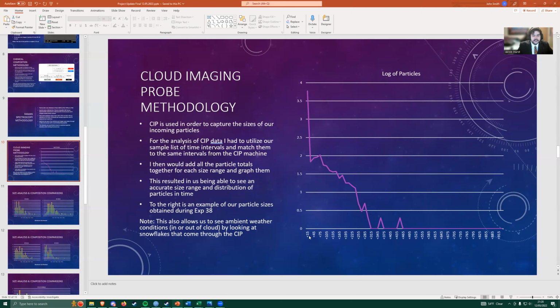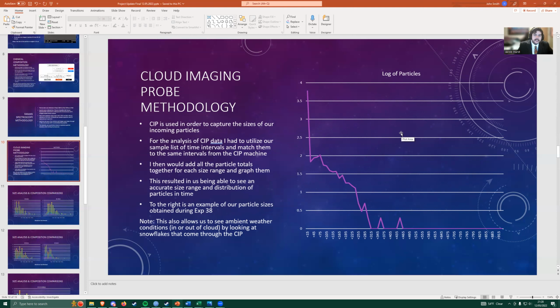So for each bin size here, I don't actually have every bin size listed on this plot. It's in the data, but obviously it didn't fit onto the range very well for the x-axis, so it's a little bit blown up here. But where was I? Then this resulted in us being able to see accurate size range distributions of particles throughout our running times. To the right here is an example of our particle size obtained during experiment 38. I'll show you some more in a minute.